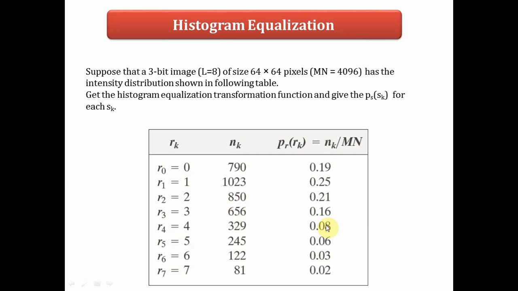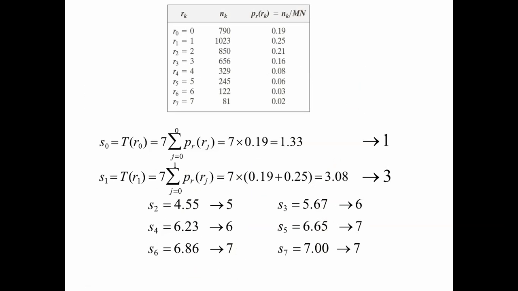Then you normalize the histogram, meaning you divide 790 by the total number of pixels, 4096, and you get 0.19. For 1023 divided by 4096, the total number of pixels, you get 0.25. That is the normalized version of the histogram.